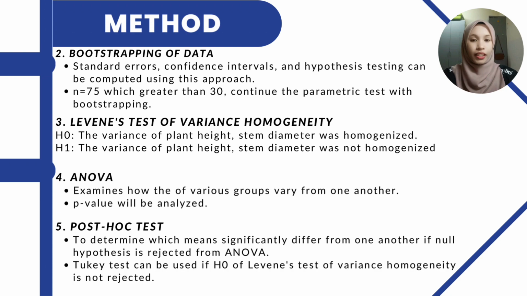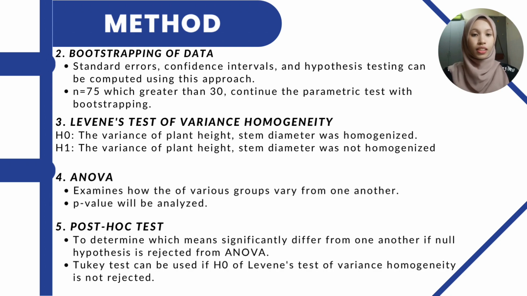Since the total n in this mini project is 75, which is greater than 30, we can continue the parametric test with bootstrapping. Then, Levene's test for homogeneity of variance will be conducted. The null hypothesis is that the variance of plant height and stem diameter is homogeneous, and the alternative hypothesis is that the variance of plant height and stem diameter is not homogeneous. The outcome of Levene's test has a significant impact on how the data will be analyzed subsequently.